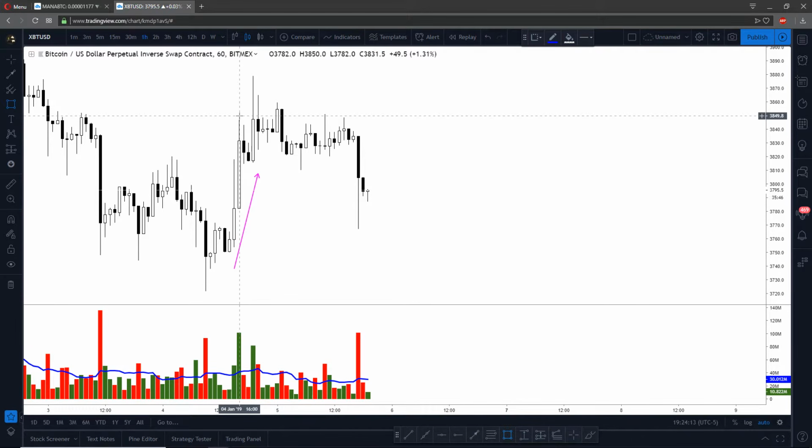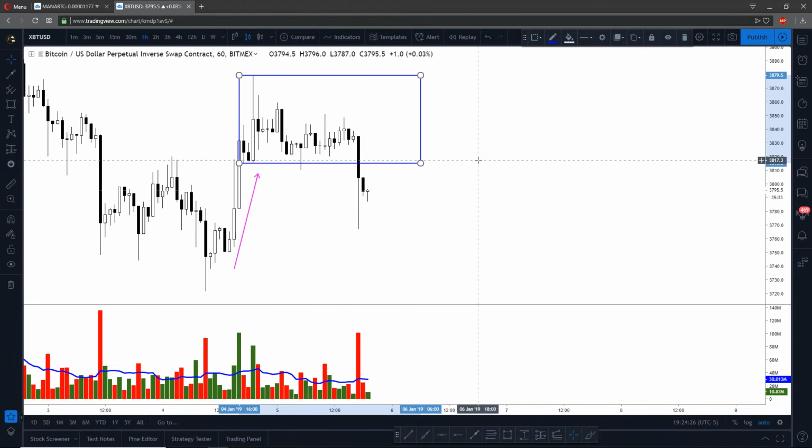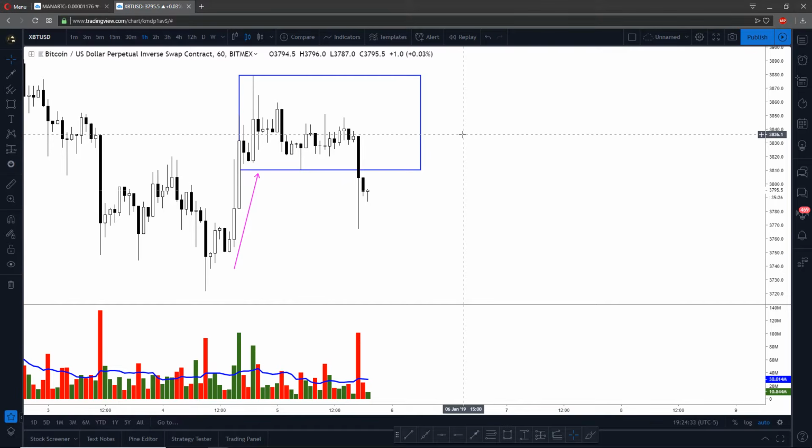Here's your first fractal. That becomes your high. This becomes your low. But then that fractal fails, it breaks out and forms a new fractal. So now this becomes your high. This becomes your low. This one's not very pretty. Pretty bad example, but still same technique.